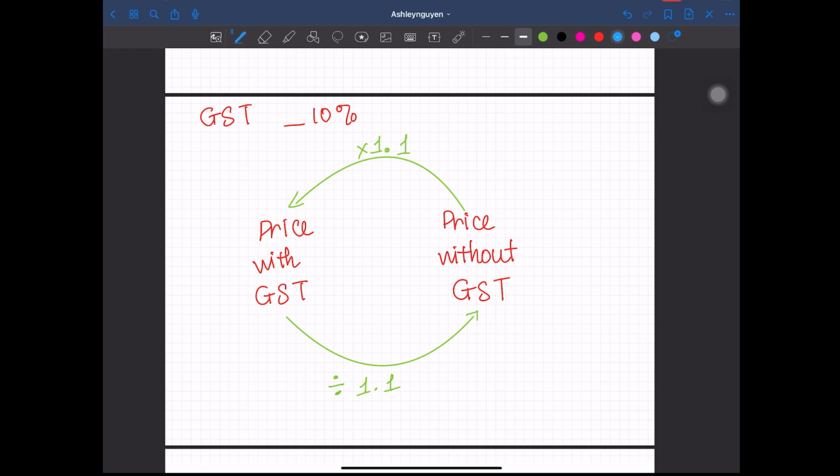Normally when you buy anything, you need to pay 100% of the price of the item. You pay 10% of GST. So the total is 110%. And changing it to a decimal, it would be 1.1. By dividing the percent by 100, you have the decimal. That's why we're working with 1.1.